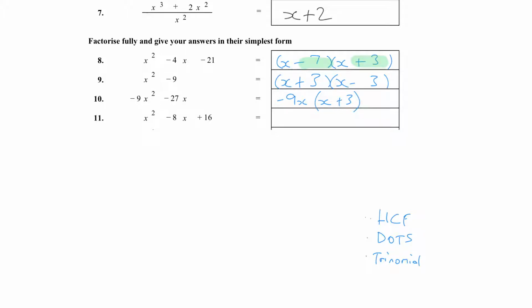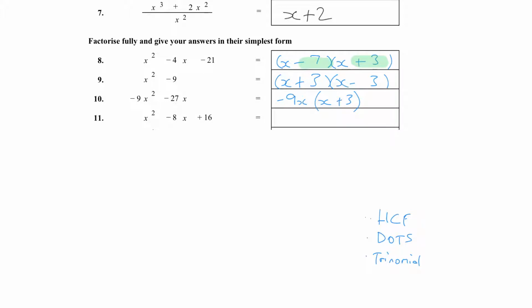Okay, question 11. What surprises me is that very few people asked for question 8, but lots of people have asked for question 11. We're doing the same thing here. We need to factorize, and let's run through our things that are on the bottom right. Highest common factor, it's 1. Not too interesting. It's not difference of 2 squareds, it's a trinomial, 3 terms, like a tricycle.